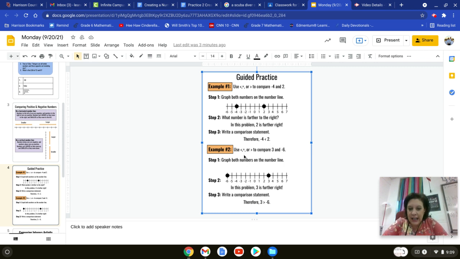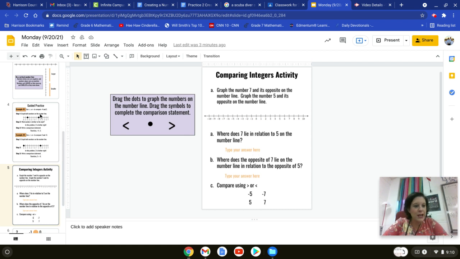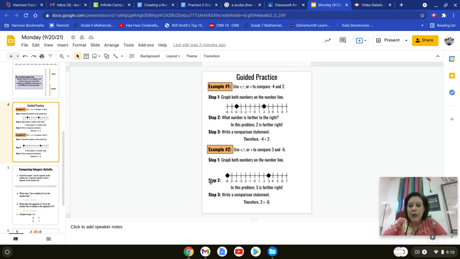Use less than, equal to, or greater than to compare 3 and -6. In this problem, you put 3 and -6 on a number line. Which one's the furthest to the right? The further you get to the right, the bigger the number is. So 3 is greater than -6.